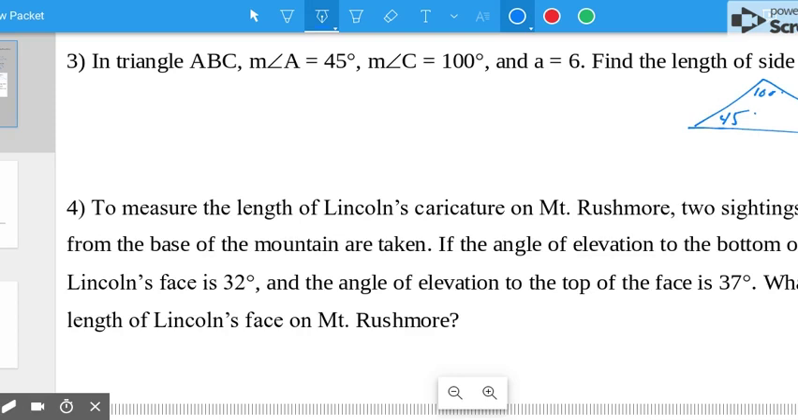So let me add in the missing pieces here. Across from the 100-degree angle would be side C if we had to find it, which means that this side over here would be side B. And then this is angle B, which according to what they gave us, we can find right away. It's just going to be 35 degrees to finish out the triangle.